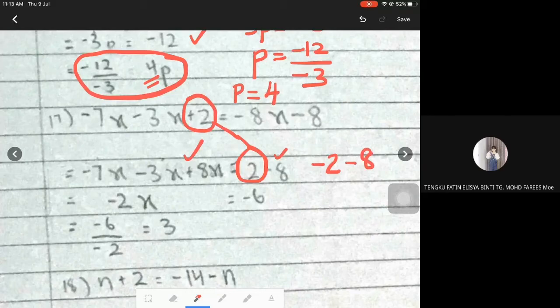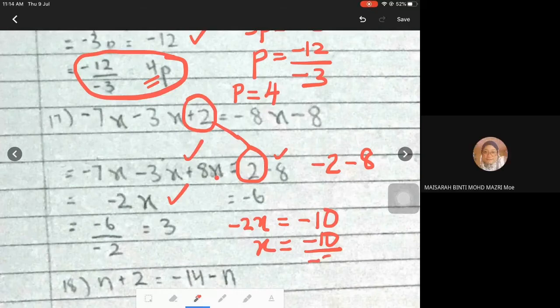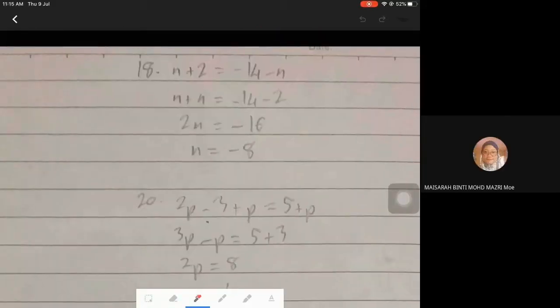Okay. So we get here negative 2x kan. Negative 7 minus 3 is negative 10 plus 8 is negative 2x. Okay, betul. So negative 2x equals to negative 10. So x equals to negative 10 divide negative 2 equals to 5. Okay, nampak ya? Okay, 18.